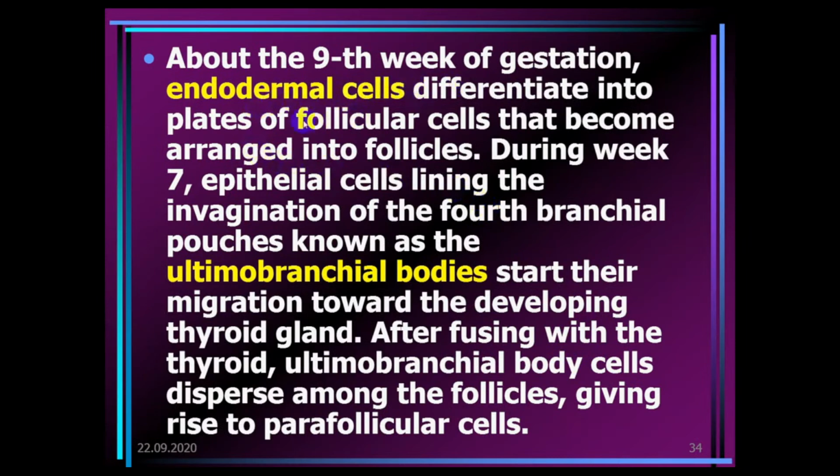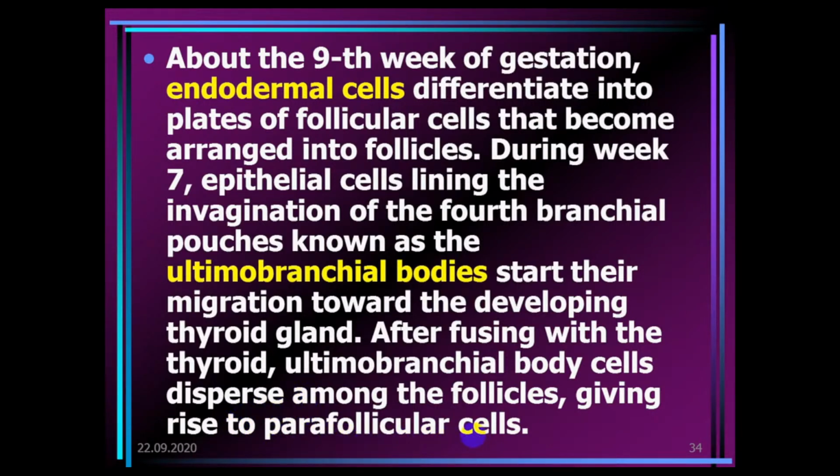About the 9th week of gestation, endodermal cells differentiate into plates of follicular cells that become arranged into follicles. During the 7th week, epithelial cells lining the invagination of the 4th branchial pouch, known as the ultimobranchial bodies, start their migration towards the developing thyroid gland. After fusing with the thyroid, ultimobranchial body cells disperse among the follicles, giving rise to parafollicular cells.